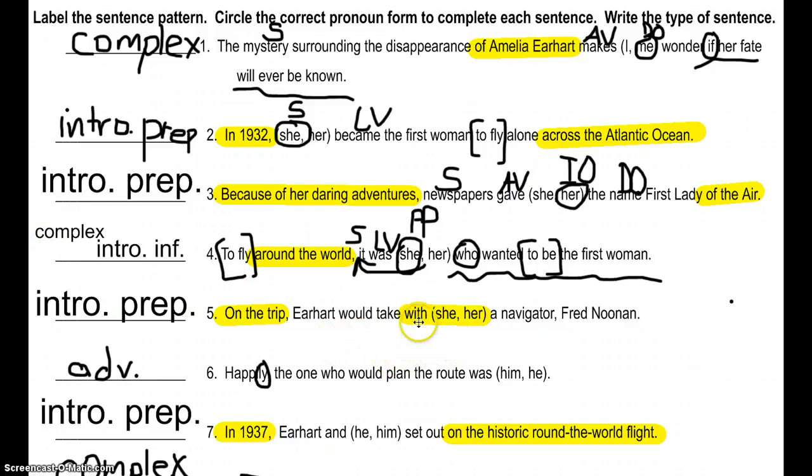Here I highlighted with she or her, so I know that's a prepositional phrase. So I know I have to have a pronoun that can do the job of object of a preposition, and that would have to be her, because that's on my list of pronouns that I memorized.